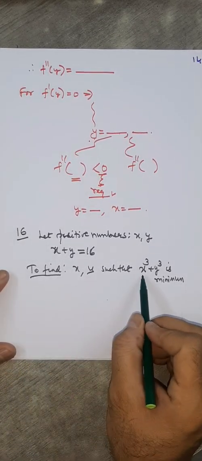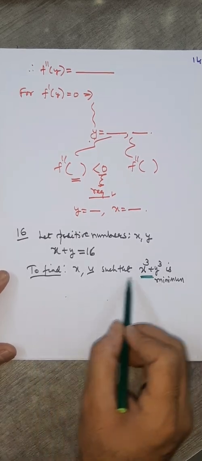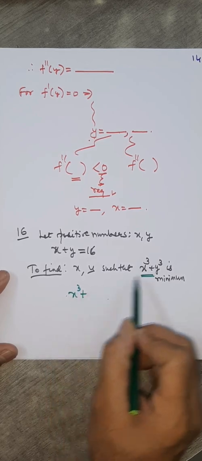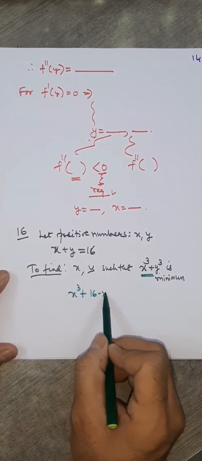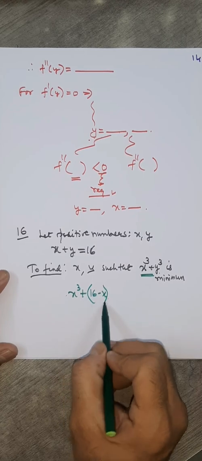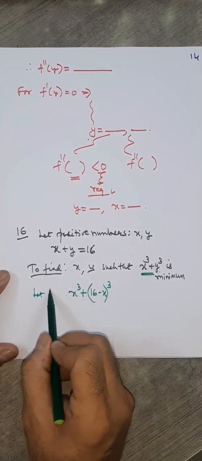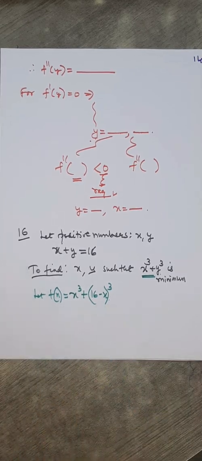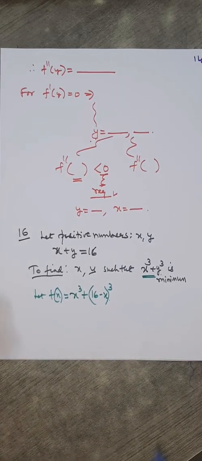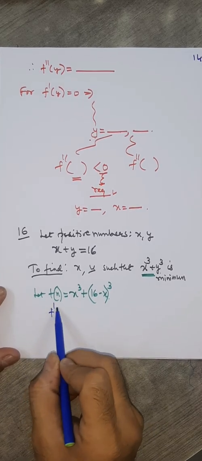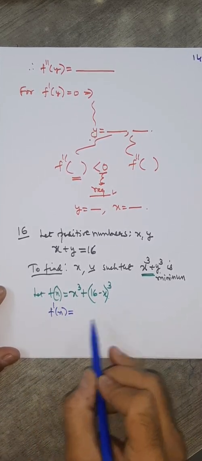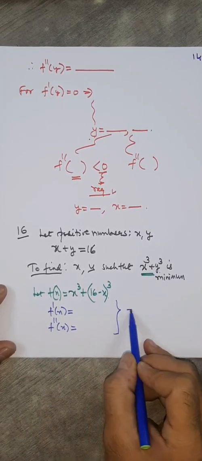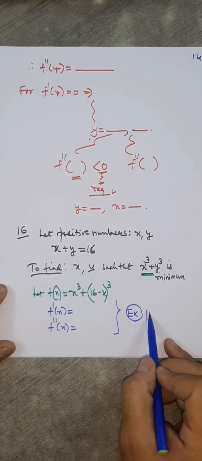Now, like the previous question, this is your function. At both places you have the same power, so I'll just reduce in x. What is y? That's 16 minus x. So f of x equals x cube plus 16 minus x the whole cube. This is in form of x. Now you get the double derivative as we did a number of times, and complete it as we did in the earlier 2-3 questions. So this is for you.